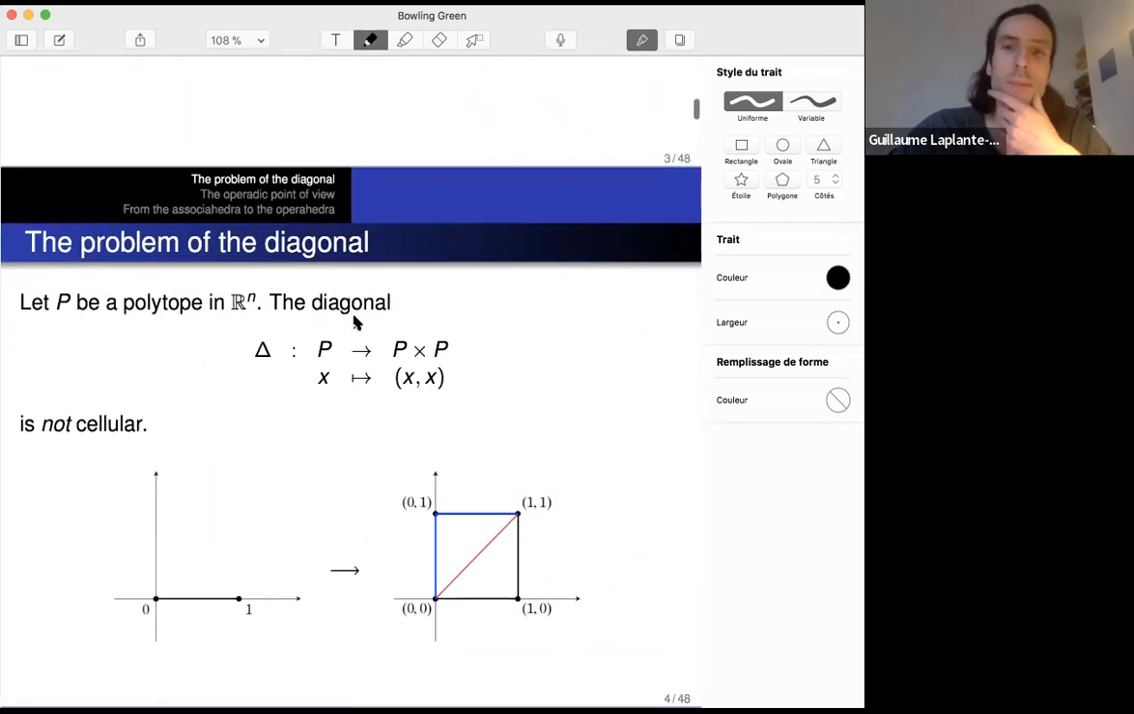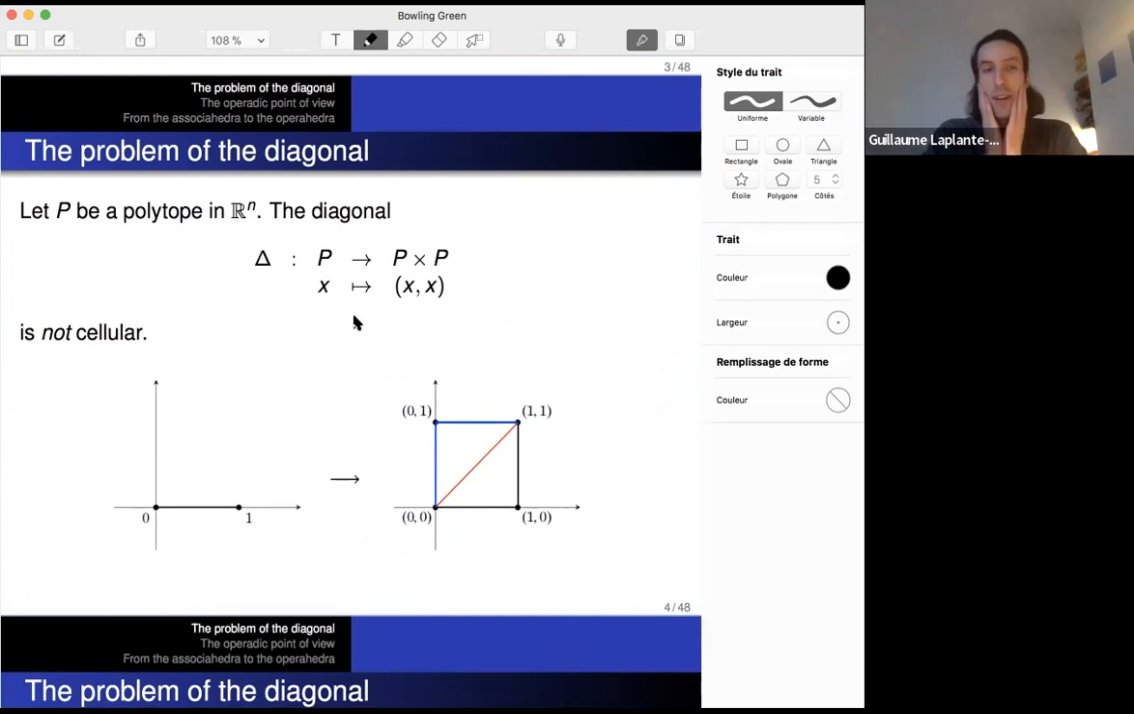So the starting point is the following fact. You consider a polytope P. A polytope, for me, is the convex hull of a finite set of points in Rn. And you look at this map, the diagonal map, which sends a point to the same point two times.